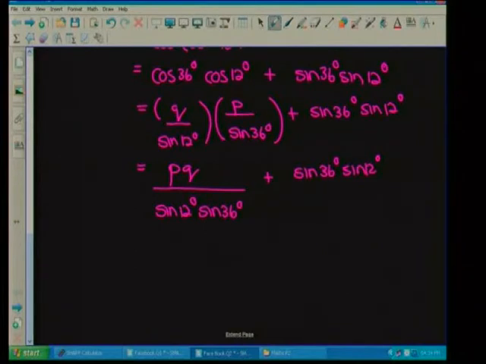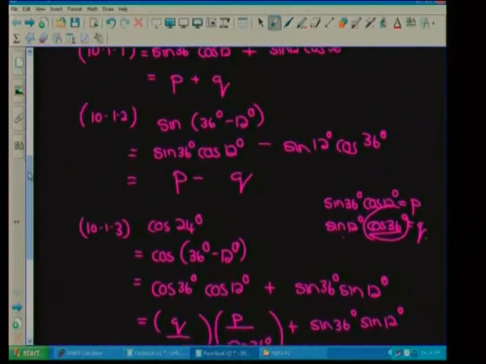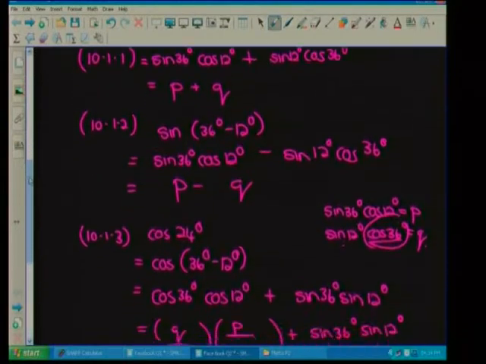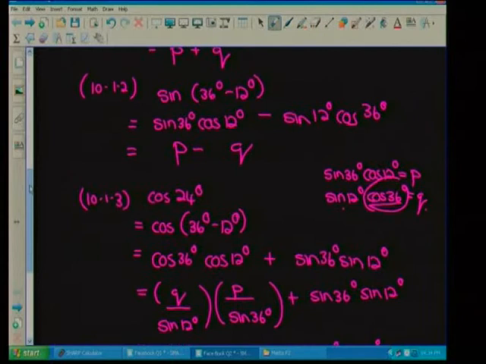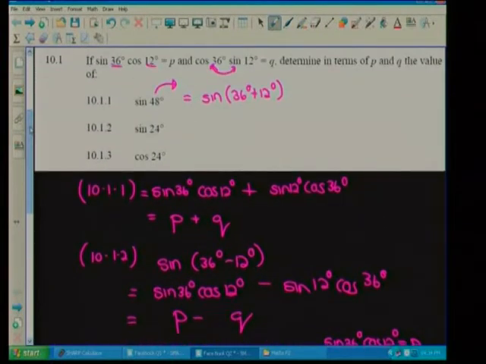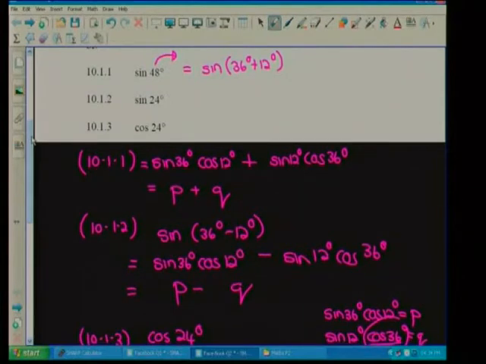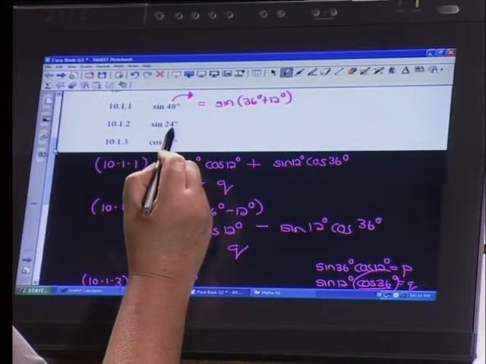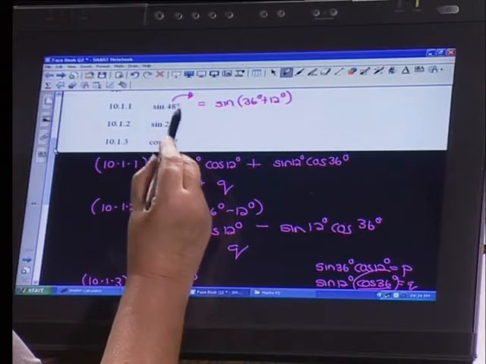We know that sine 36 can be replaced very easily with what we worked it out to be. No, we didn't work it out. We worked out sine 24. Okay, this is interesting. And 48. So I'm just thinking, 48 and 24 is a double angle.